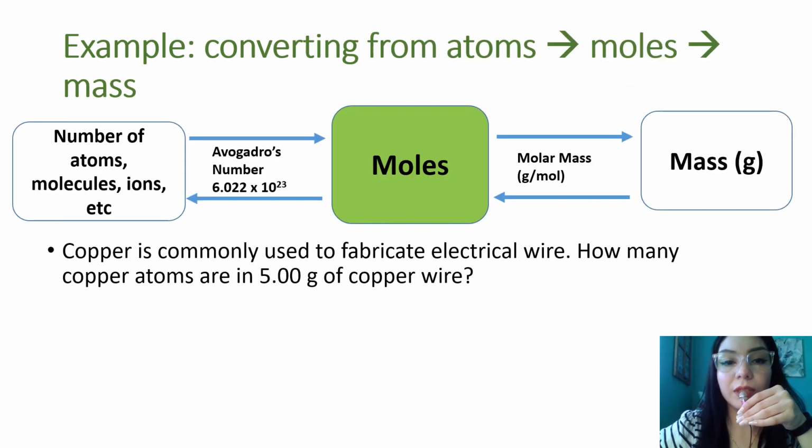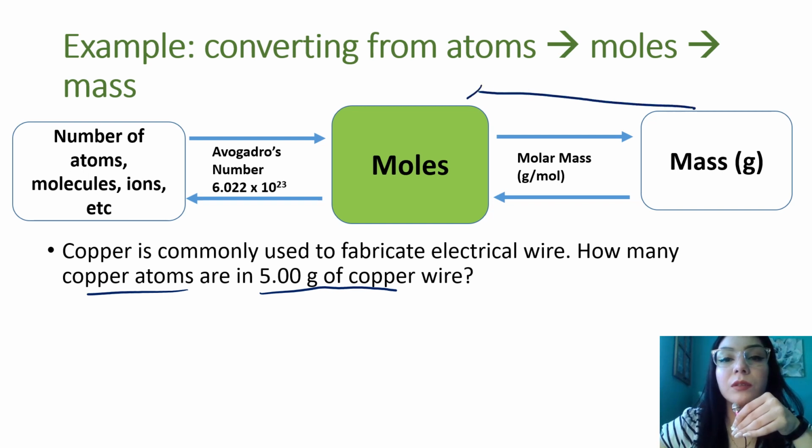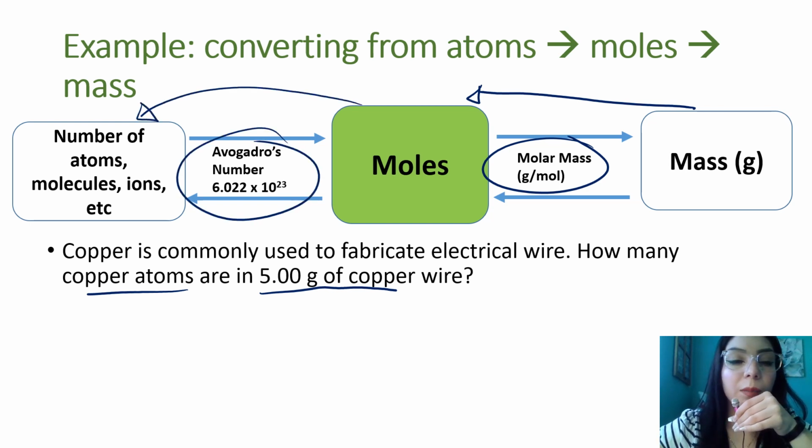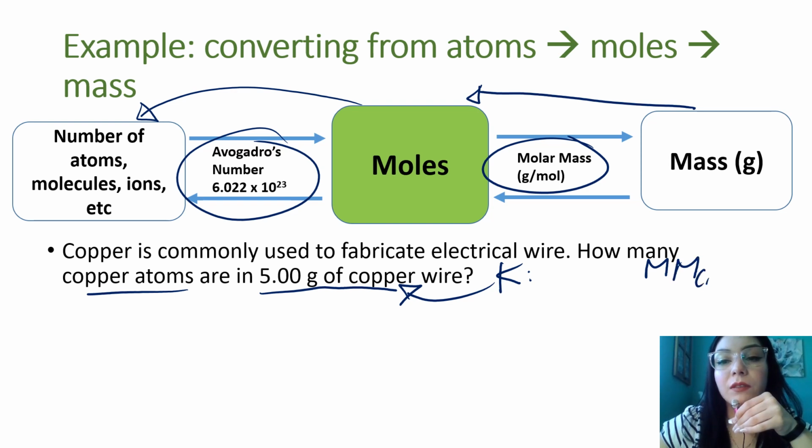So now this final example is showing you how to get from a mass of an element all the way to atoms. So essentially we are starting here. We are going to moles using the molar mass, and then from moles we are going to atoms using Avogadro's number. So let's go ahead and set that up. Our known is our mass, and then we also know our molar mass of copper, and then our unknown is our number of copper atoms.